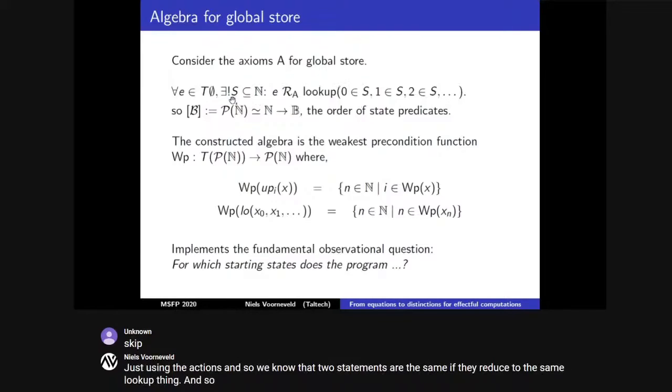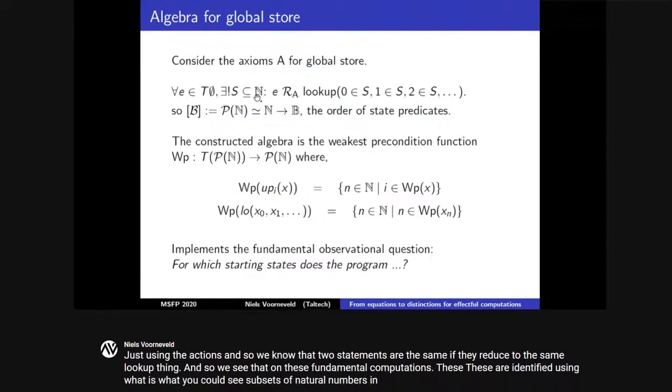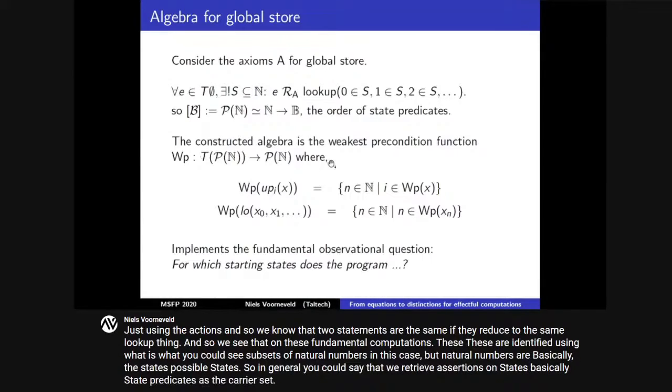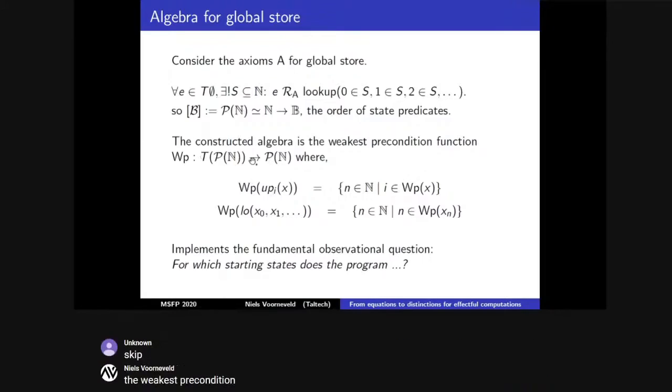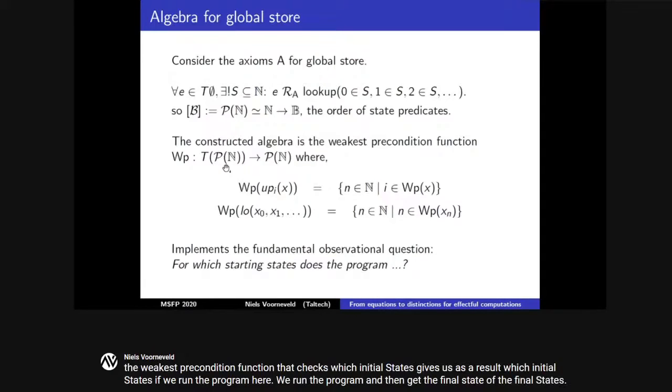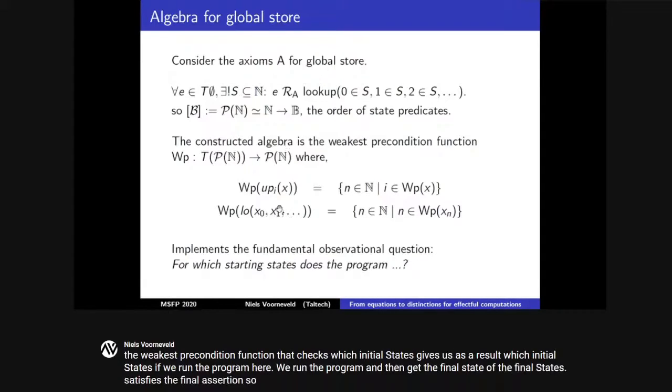And so we see that these fundamental computations are identified using what you could see as subsets of natural numbers in this case, but natural numbers are basically the possible states. So in general, you could say that we retrieve the assertions on states, the state predicates, as the carrier set. And the constructed algebra is then the weakest precondition function that checks which initial states, if we run the program and get the final state, satisfy the final assertion. So you get the weakest precondition with these things.